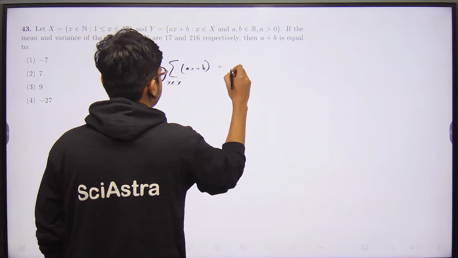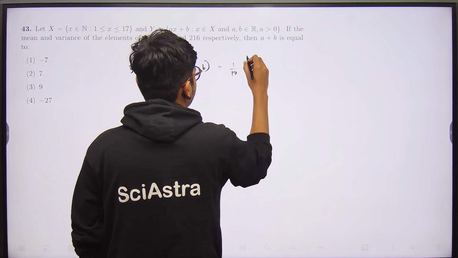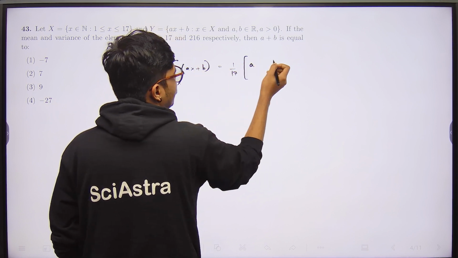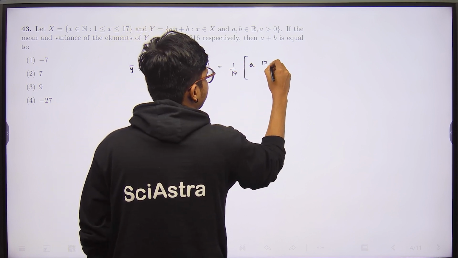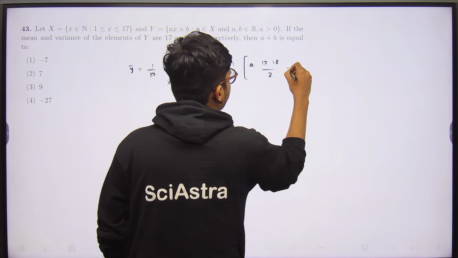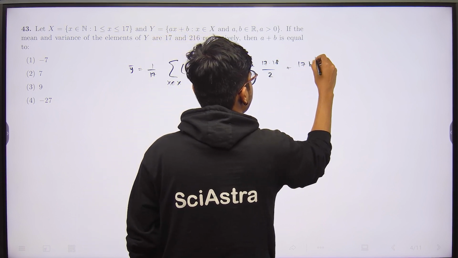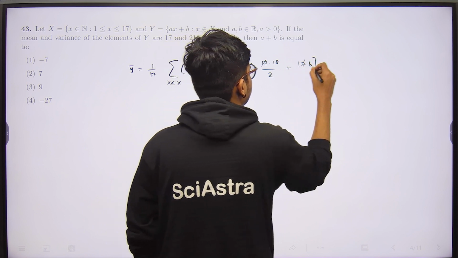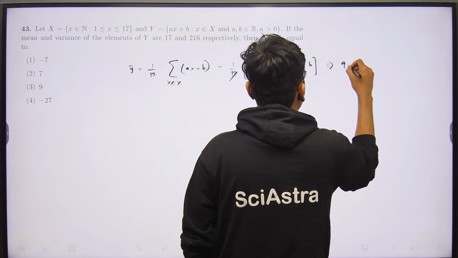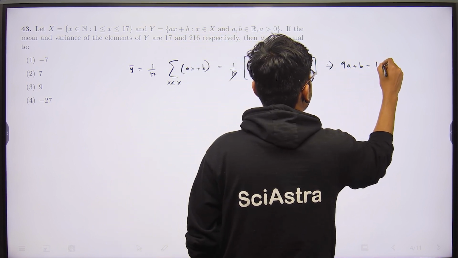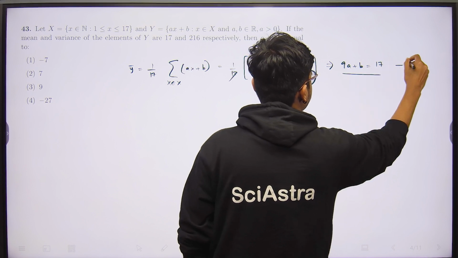So what will this be? This is 1 by 17 times a times summation of x, which is the sum of the first 17 natural numbers, so 17 times 18 divided by 2, plus you are adding a constant 17 times, so 17b, right? So the 17 cancels out. This implies that 9a plus b should be equal to 17, okay? This is our first equation.